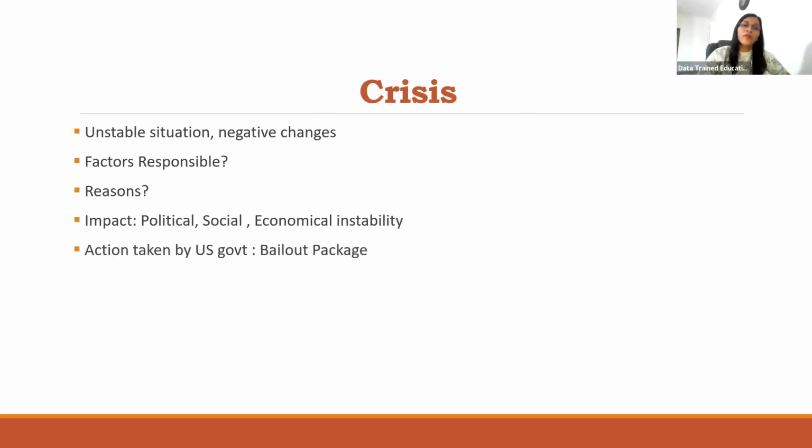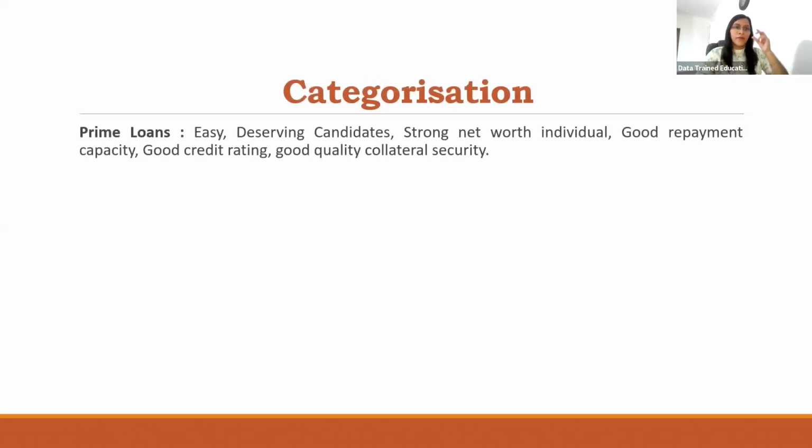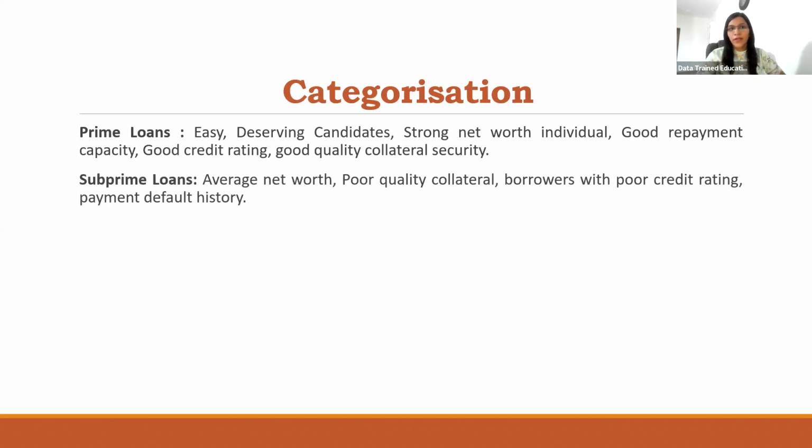And how the US government declared the bailout package, and what different actions they took. If they gave a bailout package, why could they not save Lehman Brothers? Because the amount was so high, so they could not save Lehman Brothers. During that time, bailout packages were given to AIG. AIG was the one saved by the US government only through the bailout package. So prime and subprime we have understood easily. Strong net worth individuals who are easy and deserving candidates are prime borrowers, or fall in the category of prime loan. Subprime means poor quality, average net worth, poor credit rating, default history.